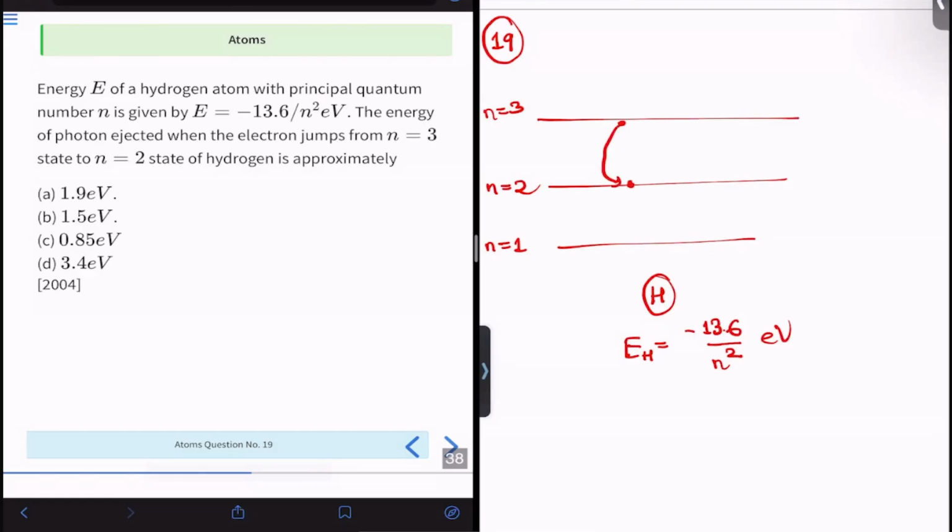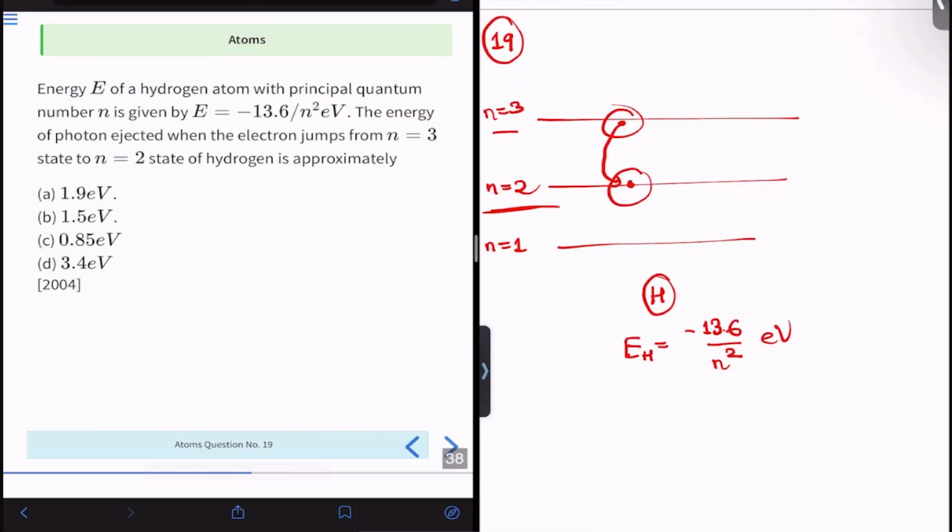If an electron is jumping from 3 to 2, what will be the energy emitted? How can you calculate? If you know the energy of the second orbit and the energy of the third orbit, you just need to subtract the energy of the second from the third, then you'll get the energy emitted. If an electron was staying in the third orbit, it will have some energy, and if it moves to the second orbit, it will have some other energy. So if you subtract the energy of the second orbit from the third orbit, you'll get the energy emitted.